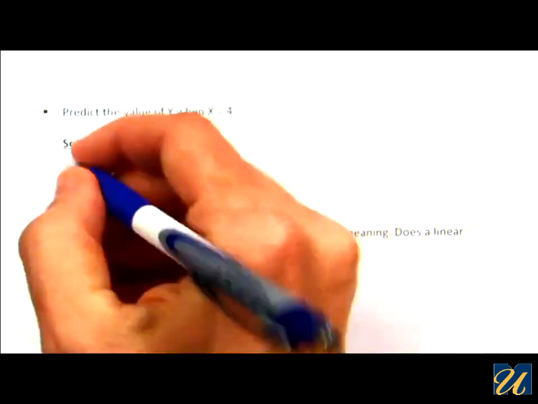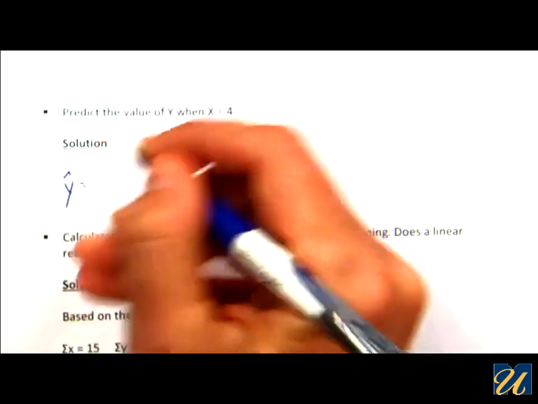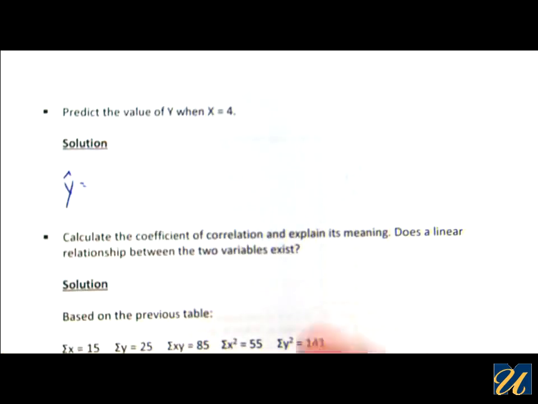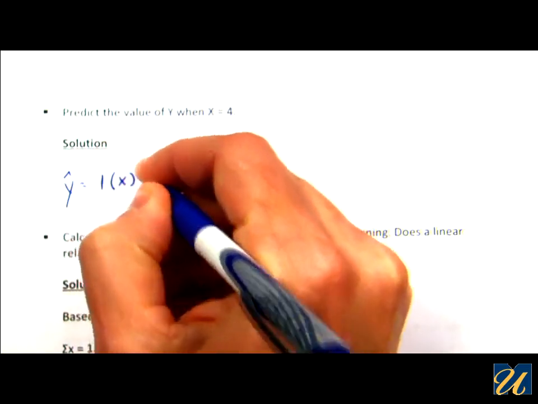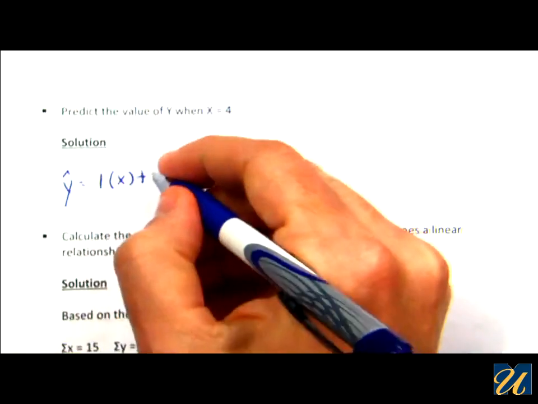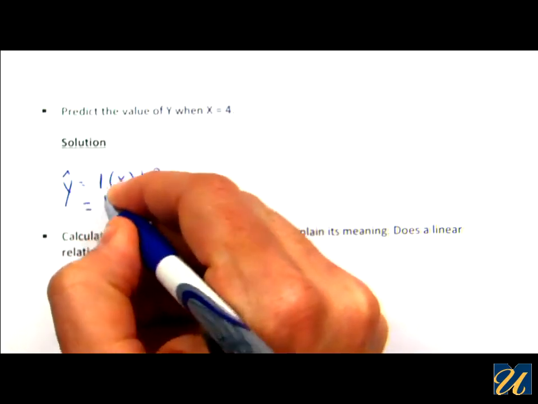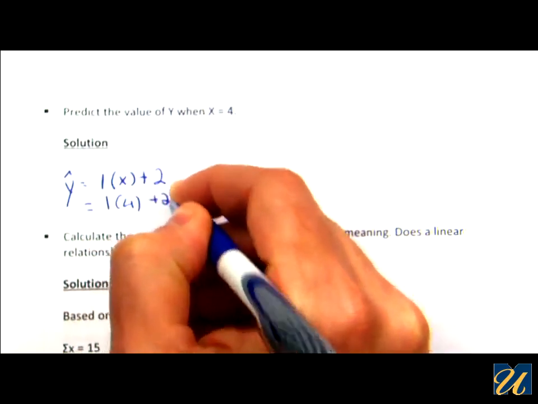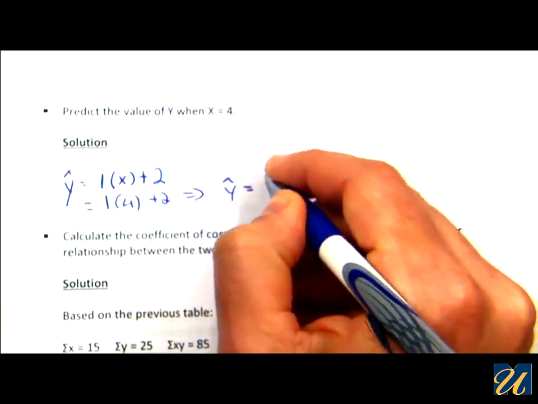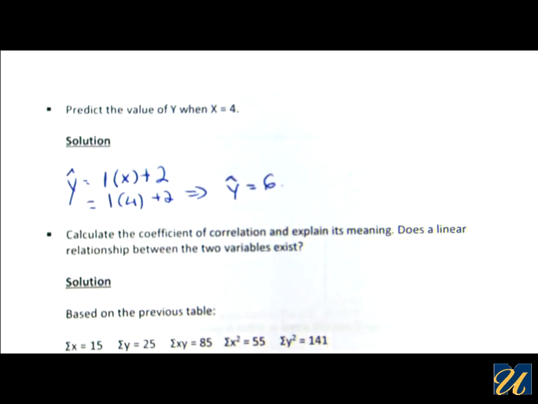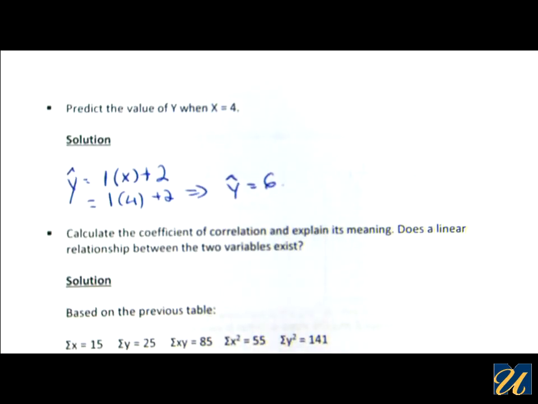We know that the equation, the y predicted, the y with the little hat on top, is equal to 1 times x plus 2. This is the formula. So this would be 1 times 4 plus 2, which would indicate that the y predicted will be equal to 6. So when x is equal to 4, the predicted value will be 6.